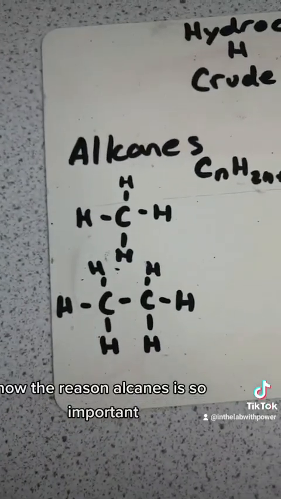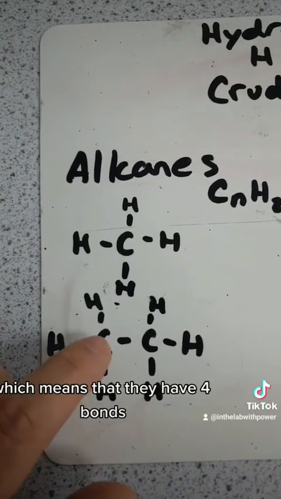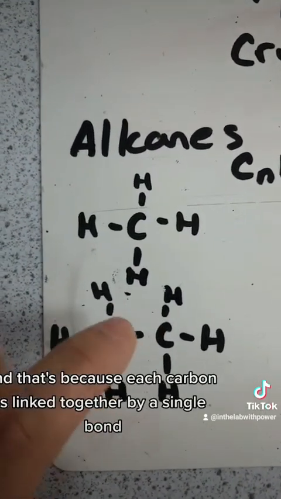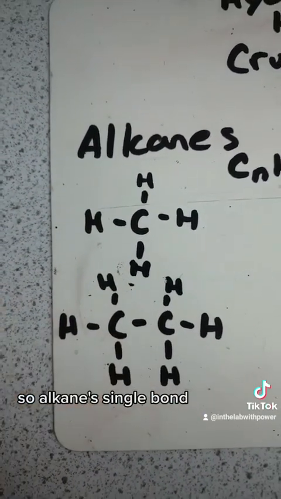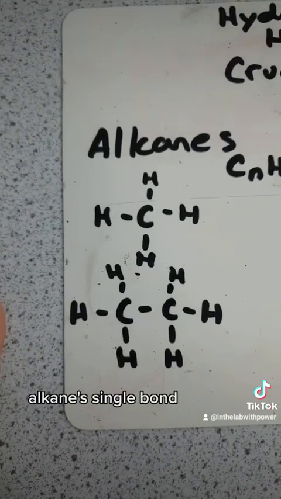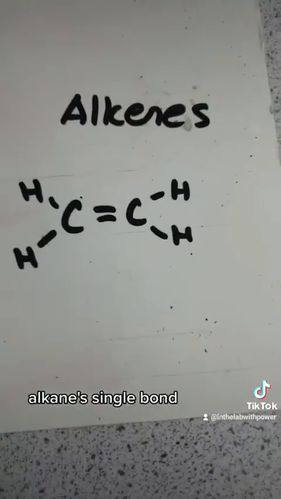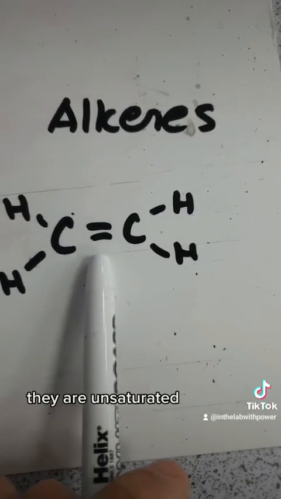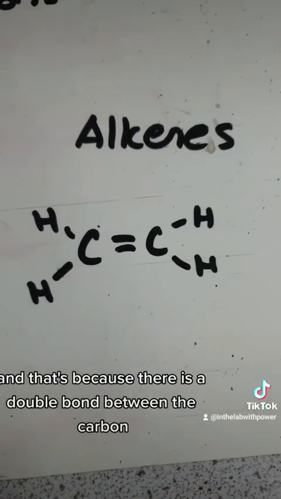Now, the reason alkanes are so important is because alkanes are what we call saturated hydrocarbons, which means that they have 4 bonds on each carbon, and that's because each carbon is linked together by a single bond. So alkanes, single bond, alkanes, single bond, alkanes, single bond. However, your alkenes are not saturated. They are unsaturated, and that's because there is a double bond between the carbons.